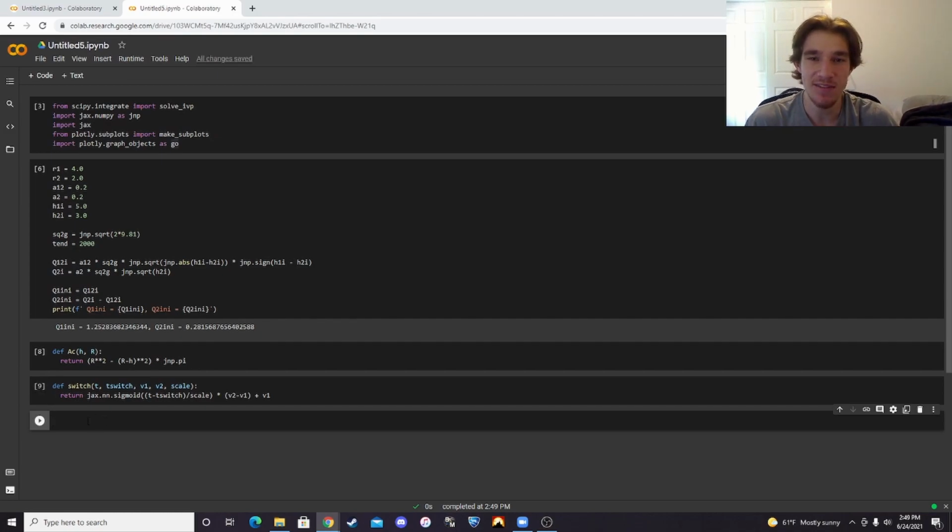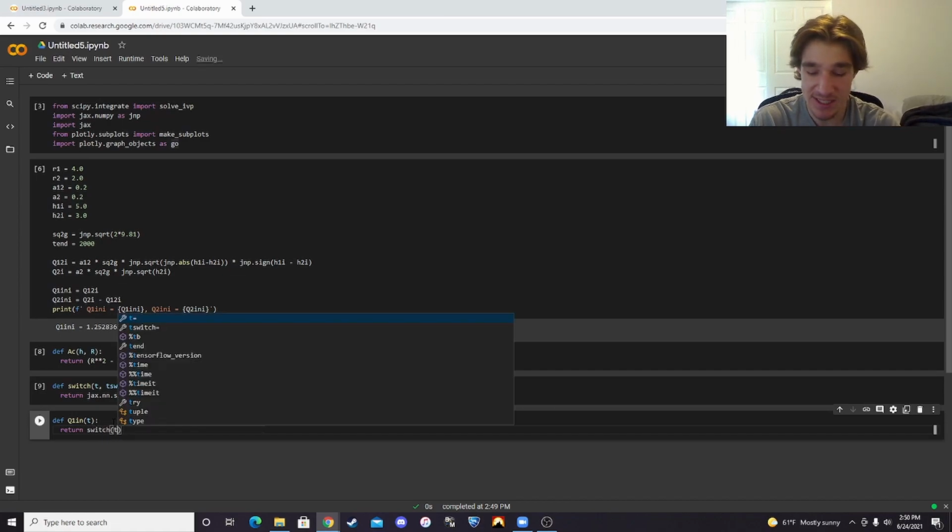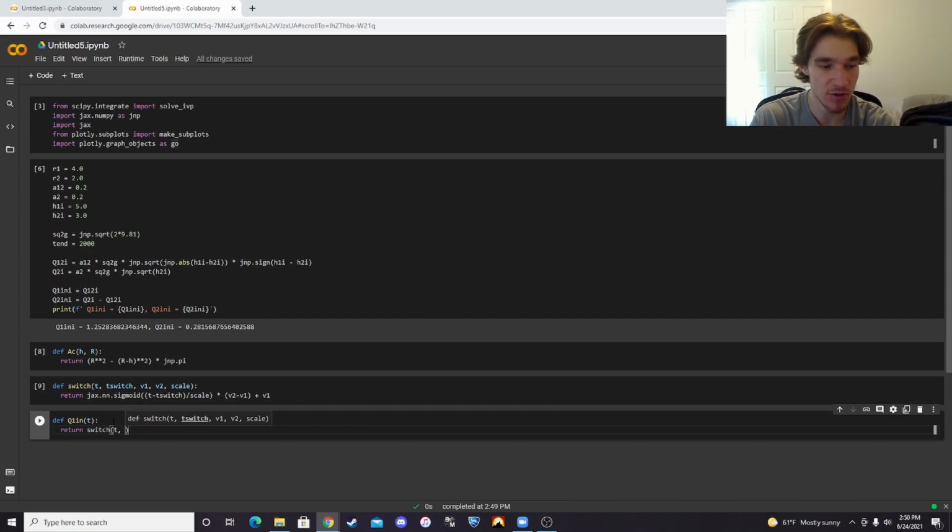Perfect. So now that we have that, we do want to create functions for when we want to make this switch for our flow rates. So for flow rate in 1, we're going to do flow rate in of t, because it is going to be a function of time. I forgot to define it out in front. Define that. And this is just going to return our sigmoid function, which we just created, switch. And we're going to put all the parameters. T is going to be t, because that is the parameter for this new function, which is going to be varying all the time. T switch, we want this to be changing at 100.